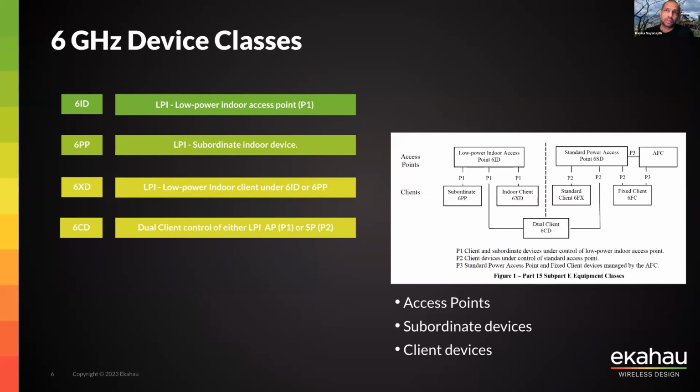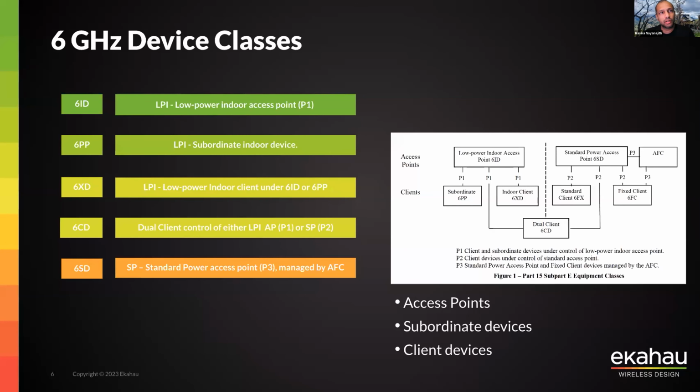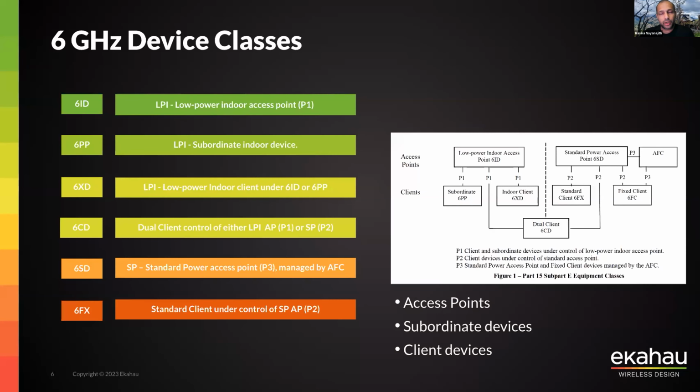Then the fifth device type we call standard power, which is the standard power access point, which we call 6SD. To the standard power AP, as we discussed, you can connect a dual client. The other client type you can connect is what we call the standard client. That means that client can only connect to an outdoor AP, the standard power AP. The last type, the seventh type, we call the fixed client. A fixed client means the client is not moving, so it is like permanent infrastructure. We mount it in some way in the outdoor deployment scenario, acting as a client.